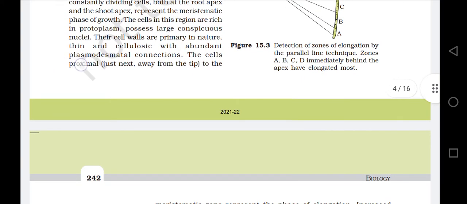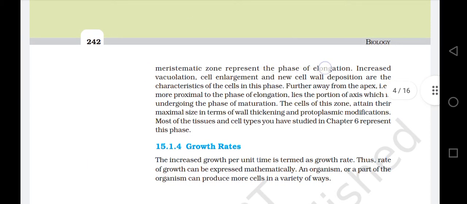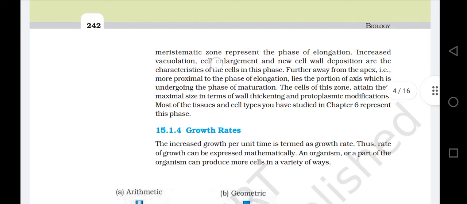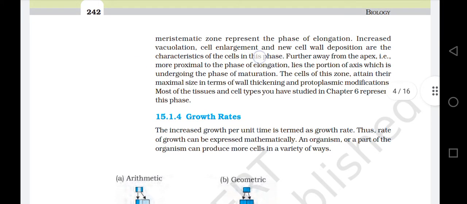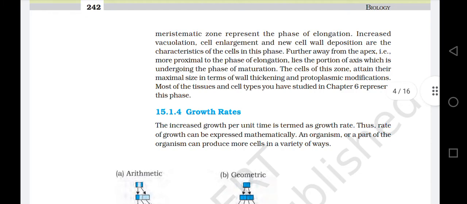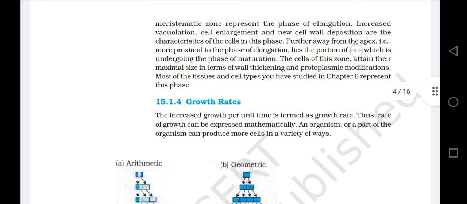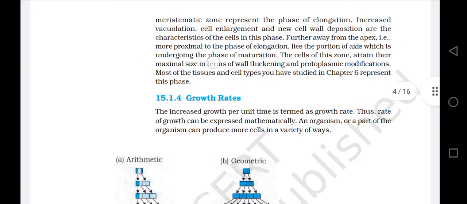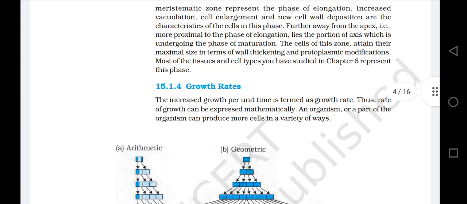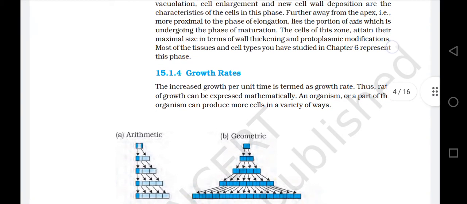The cells proximal, just next away from the tip to the meristematic zone, represent the phase of elongation. Increased vacuolation, cell enlargement, and new cell wall deposition are the characteristics of the cells in this phase. Further away from the apex, that is, more proximal to the phase of elongation, lies the portion of the axis which is undergoing the phase of maturation. The cells of this zone attain their maximal size in terms of wall thickening and protoplasmic modifications. Most of the tissues and cell types you have studied in chapter 6 represent this phase.